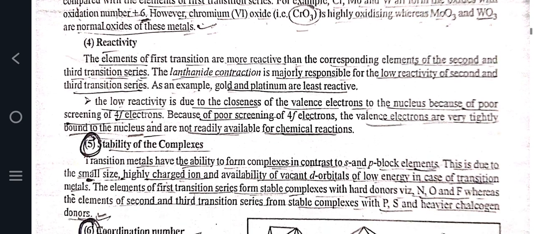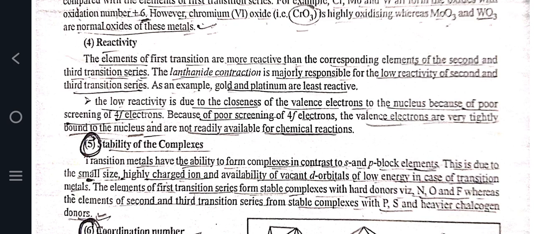Reactivity. The elements of the first transition series are more reactive than the corresponding elements of the second and third transition series. The lanthanide contraction is majorly responsible for the low reactivity of the second and third transition series. As an example, gold and platinum are very less reactive. The low reactivity is due to the closeness of the vacant orbitals to the nucleus because of the poor shielding effect of 4f electrons. Because of the poor screening of 4f electrons, the valence electrons are tightly bound to the nucleus and are not readily available for chemical reactions.